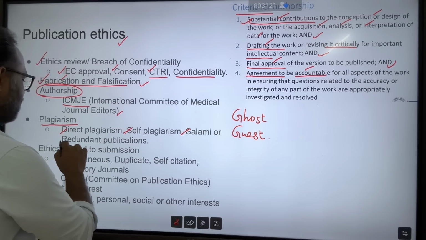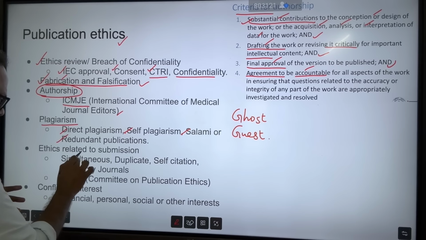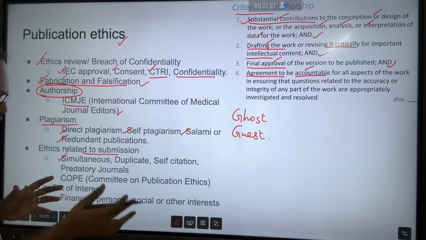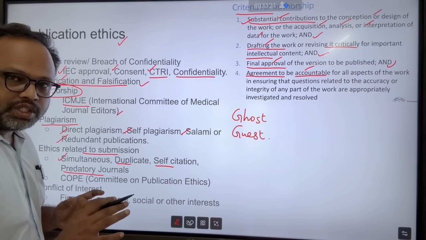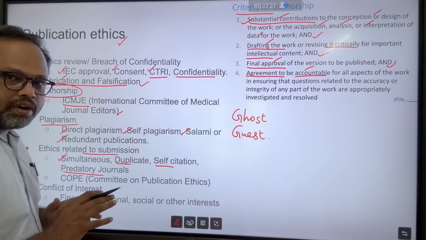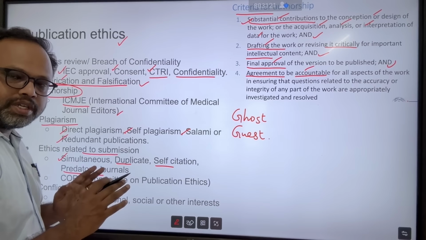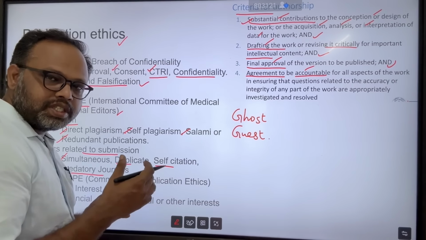Self-plagiarism, salami, or redundant publications are all considered under plagiarism. We should follow certain ethics related to submission. We should not do simultaneous submission with two journals. Then we should know about predatory journals, the journals which function only for money, and the standards will not be maintained. So whatever is displayed in their site will be false information, and that is the major disadvantage with the open access policy which the journal follows.